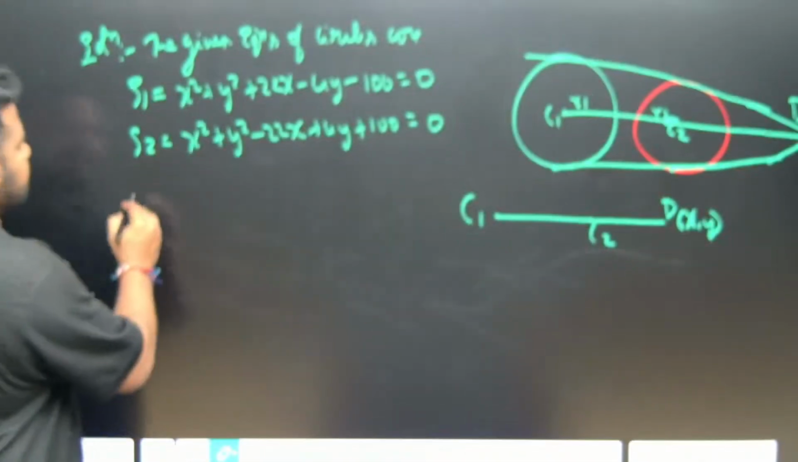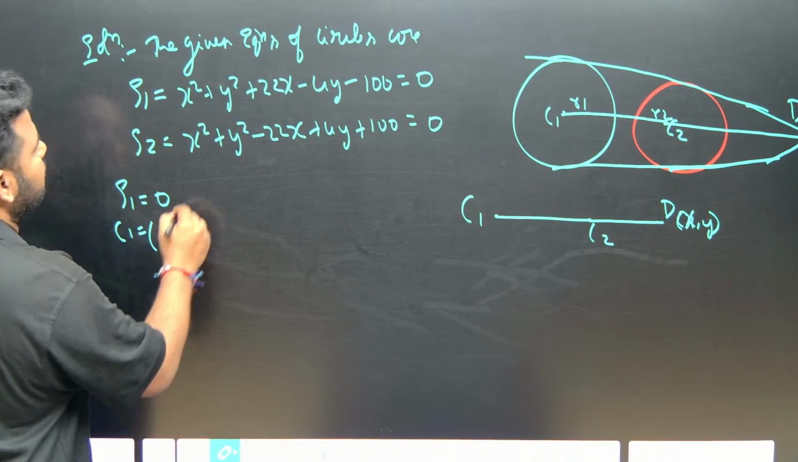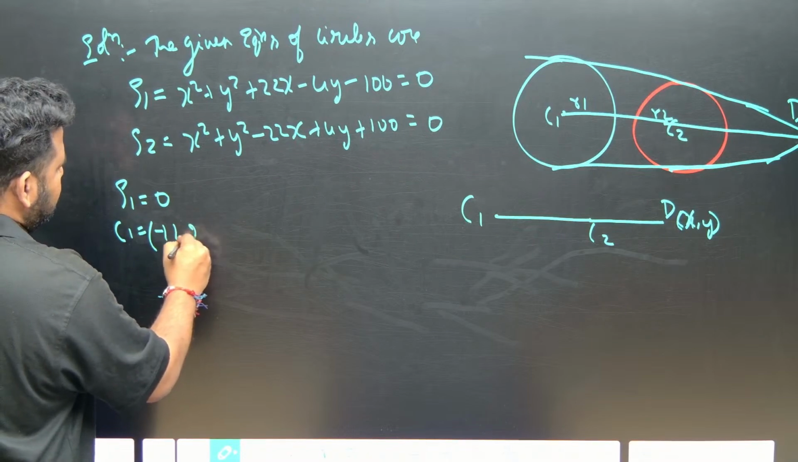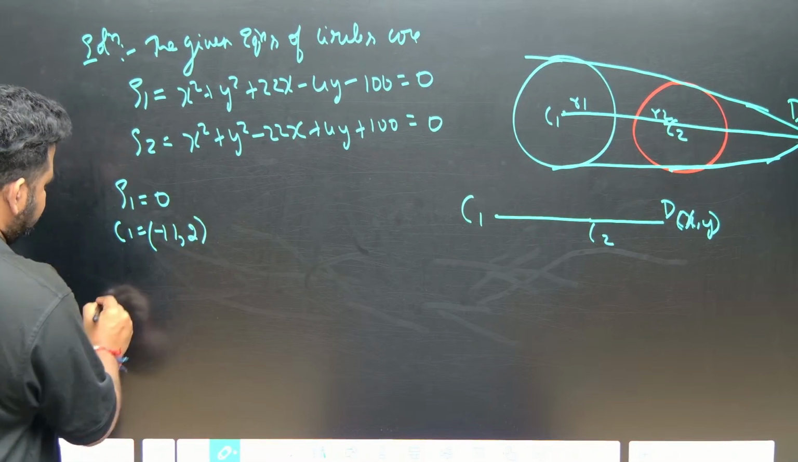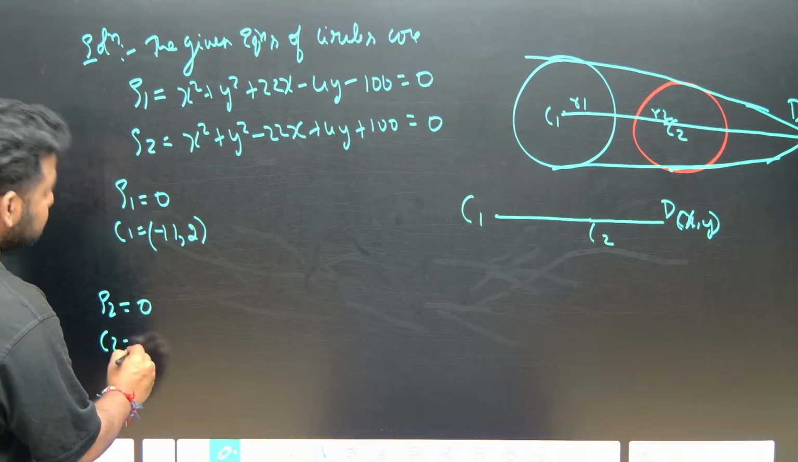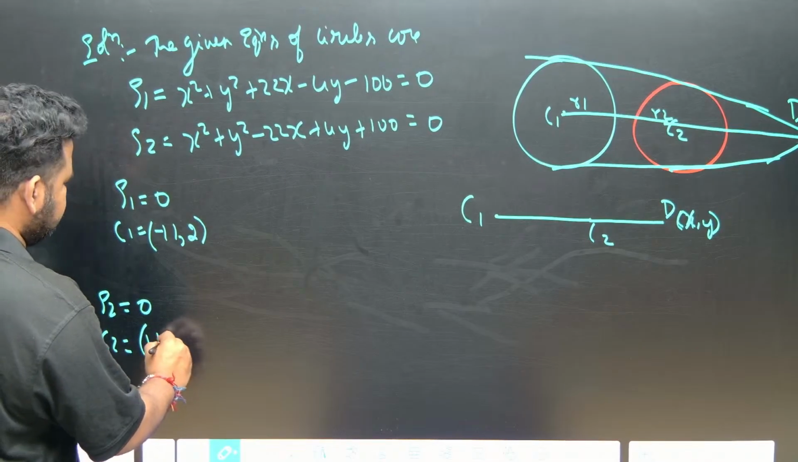R1 and R2. For S1 equal to 0, what is the center? The center is minus 11 comma 2. For S2 equal to 0, what is the center? C2 is 11 comma minus 2.